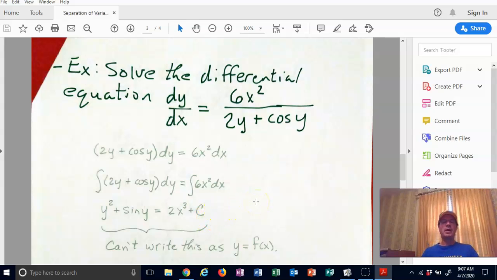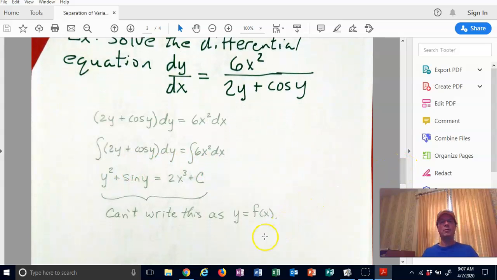Now, sometimes you're going to have an incredibly hard time, if not impossible, solving this for y. Because if I try to solve for the y squared part, then the sine of y goes to the other side. If I try to solve for sine of y, then y squared goes to the other side. So sometimes you'll just have to leave your solution as you see here. I mean, we like to solve for them, but sometimes you can't. So we can't write this one as y equal to some function of only x in this case, and that's fine. And remember, we don't have any initial conditions for this one.